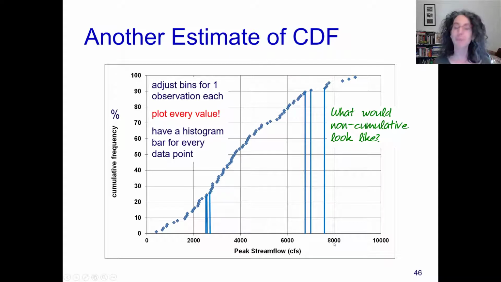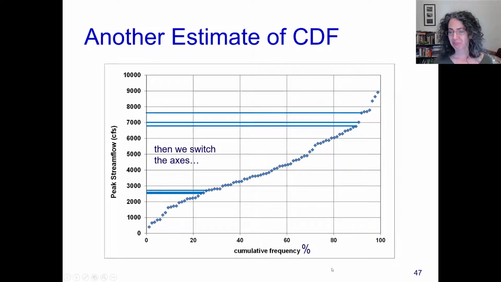Okay, now I'm going to switch the axes. I'm going to put streamflow on the vertical and cumulative frequency on the horizontal. And so this is all moved sideways. We still see our histogram bars, but we're going to drop them off pretty soon.